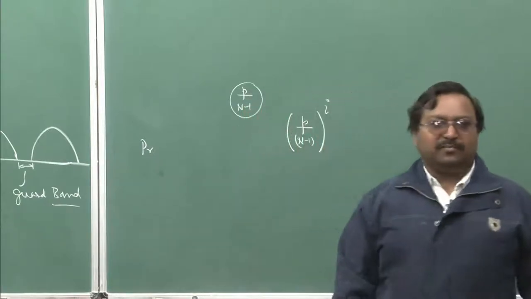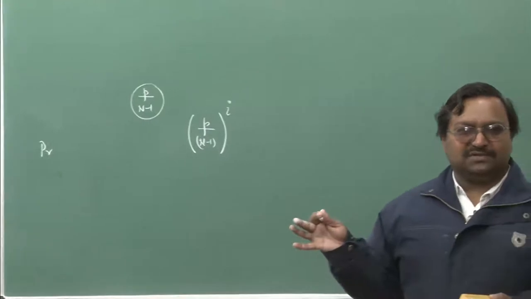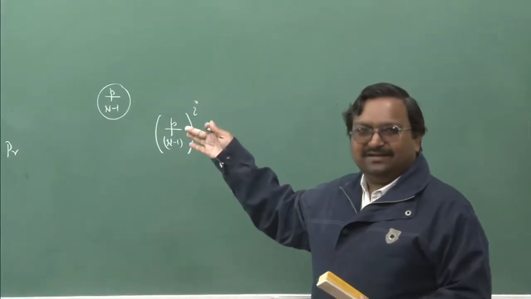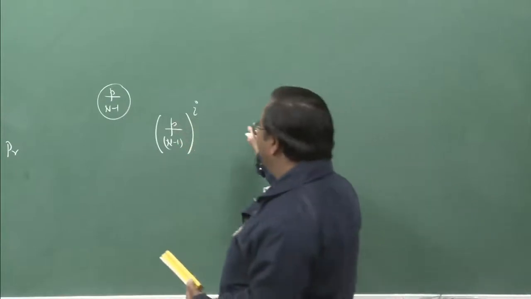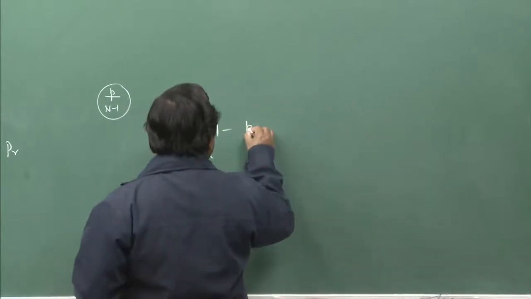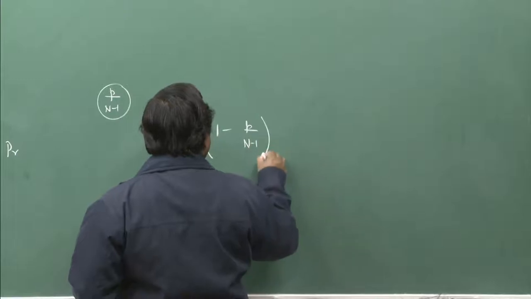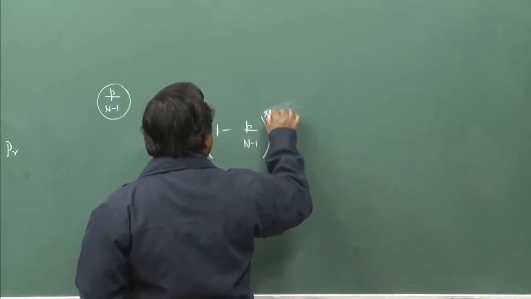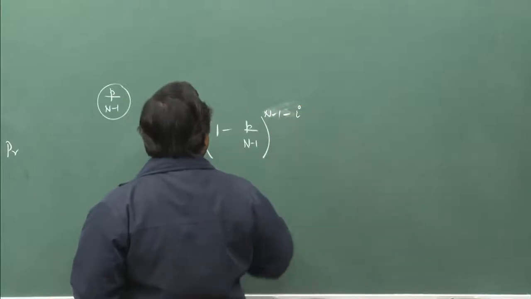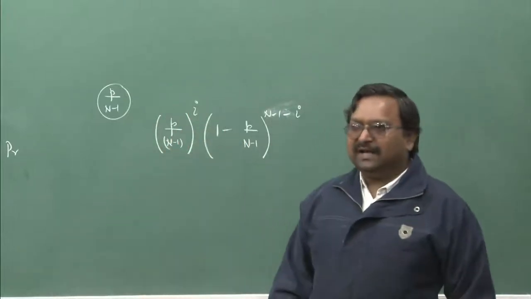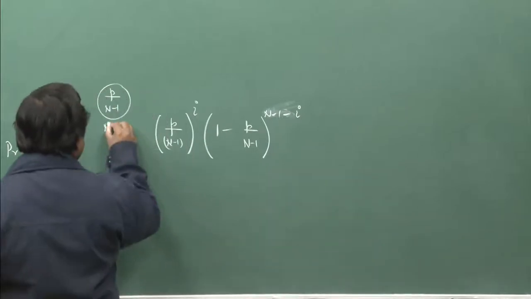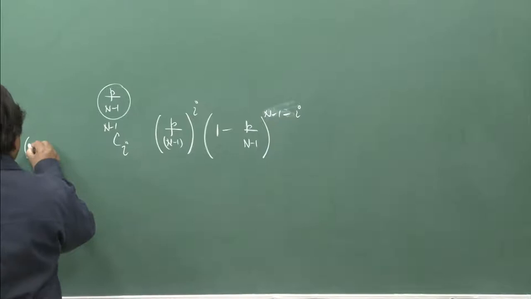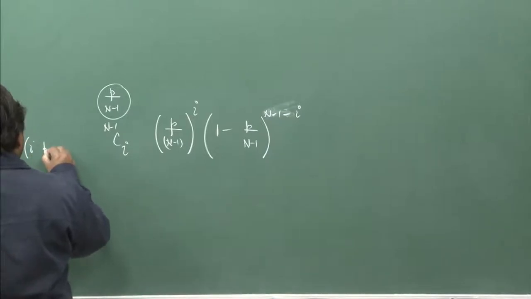So, out of the n minus 1 possible inputs, I of them will direct it to me, with this probability. The remaining ones will not direct it to me, with this probability, raised to n minus 1 minus I, and this will happen in combinations of n minus 1 c I. So, that will be the probability of receiving I packets.